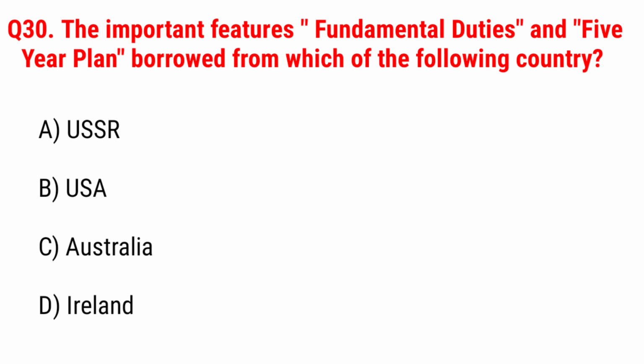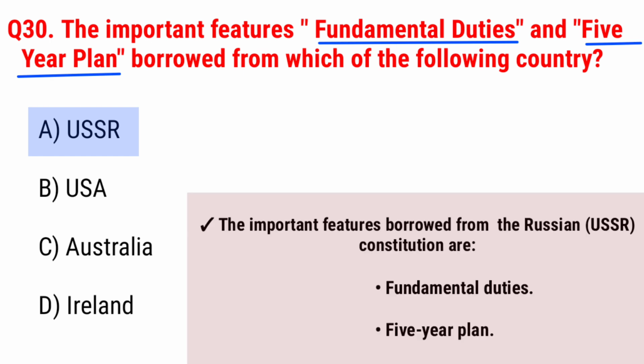Next question. The other important features like fundamental duties and 5-year plan are borrowed from which of the following countries? Option A USSR, B USA, C Australia, D Ireland. Right answer will be the option A USSR. Important points. The important features borrowed from the Russian USSR Constitution are fundamental duties and 5-year plan. These both features are borrowed from USSR.